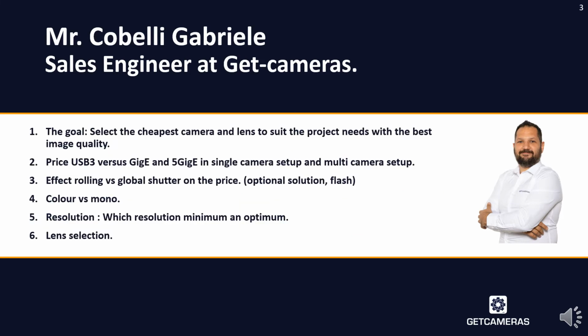Here is a quick overview of the points we're going to cover. The goal is to show you how we select the cheapest camera and lens to suit the project needs with the best image quality. We're going to cover the price and the characteristics of USB3, USB and gigabit connection, the effect of the shutter selection, color against mono selection, and the resolution. So which resolution is the minimal that you'll need and the optimal to choose from, and then the lens selection part.